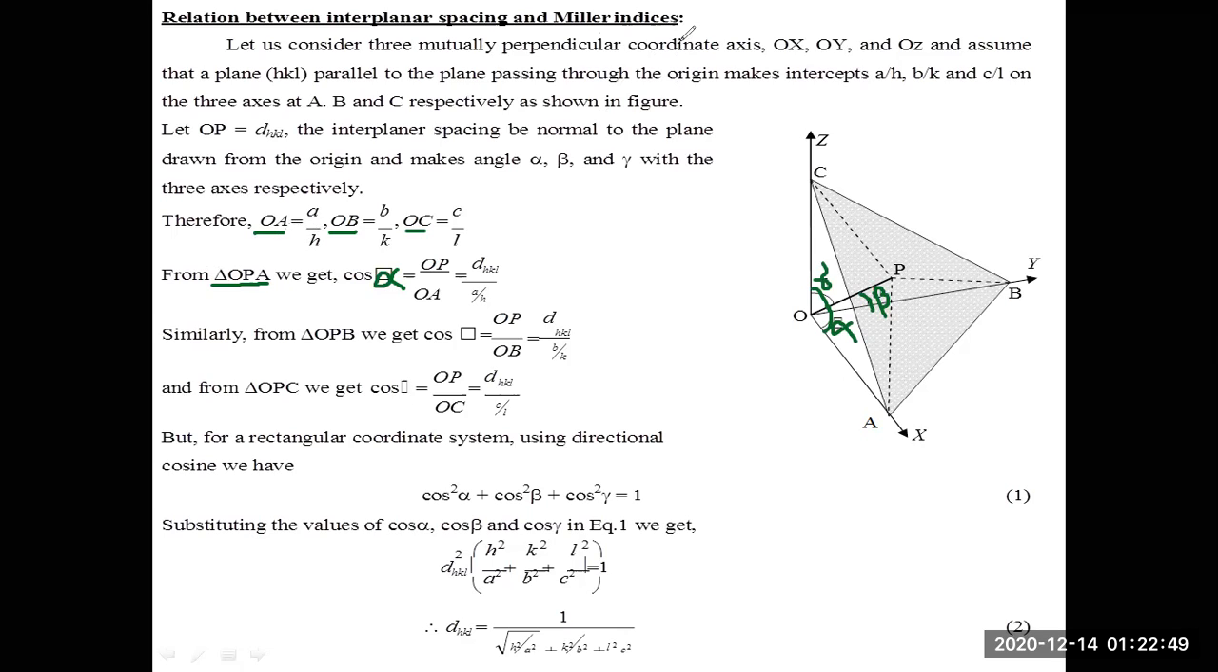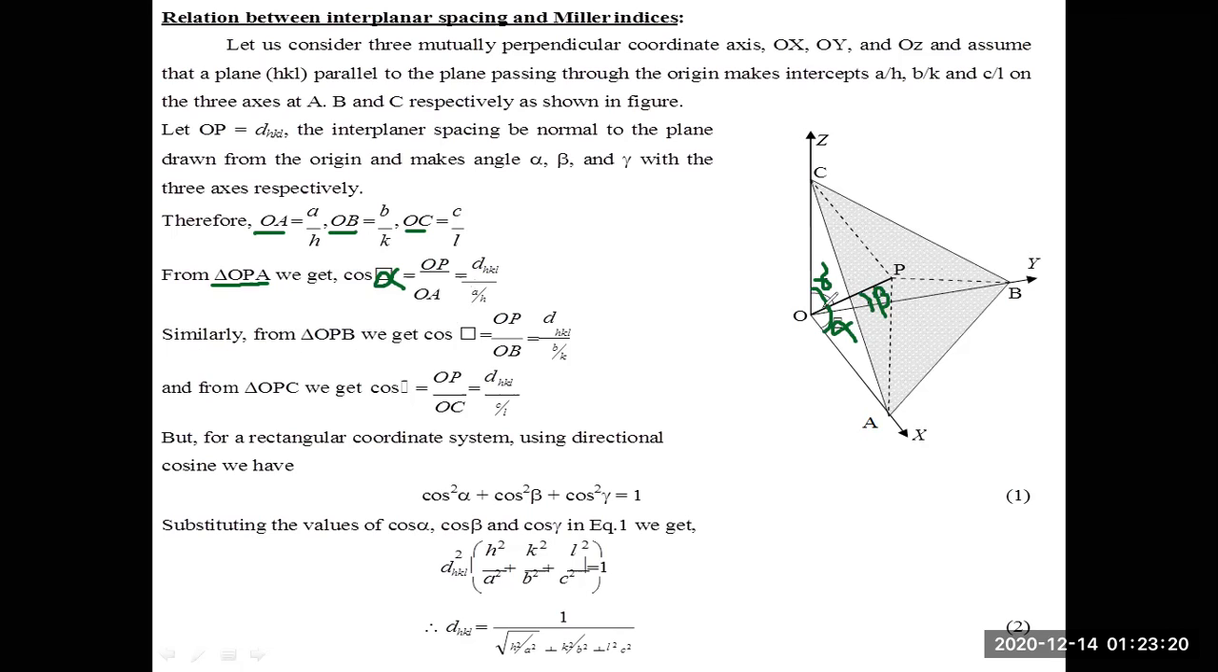hypotenuse. So what is that hypotenuse value? The hypotenuse is nothing but OA. So OP by OA will give me the value of cos alpha. So cos alpha is equal to d_hkl by OA. OP is d_hkl, and OA is equal to a by h. You can see here, this is the intercept along the crystallographic axis X. So instead of OA, what can I write here? a by h.